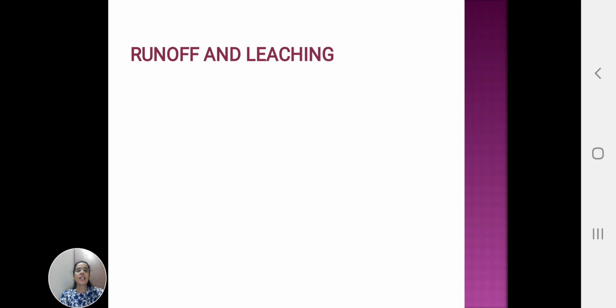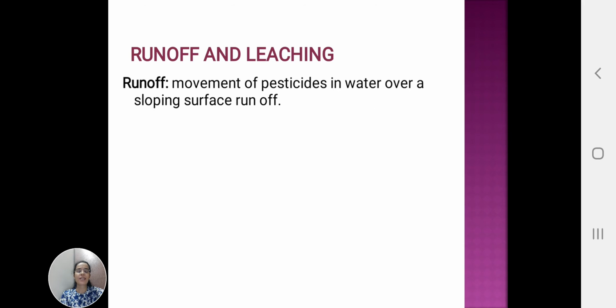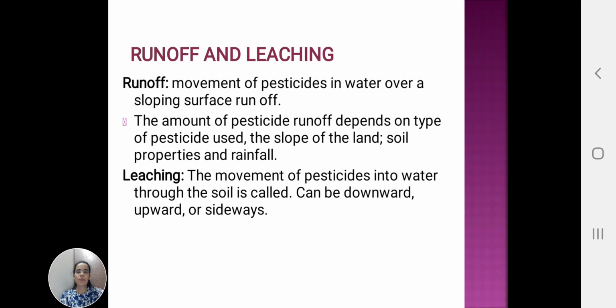Runoff and leaching. The movement of pesticides in water over a sloping surface is called runoff. The pesticides are either mixed with water or bound to the eroding soil. Runoff also occurs when water is added to the field faster than it can be adsorbed. The amount of pesticide runoff depends upon the type of pesticide, the slope of the land, soil properties and rainfall. Runoff also pollutes the nearby streams, ponds, lakes, etc.